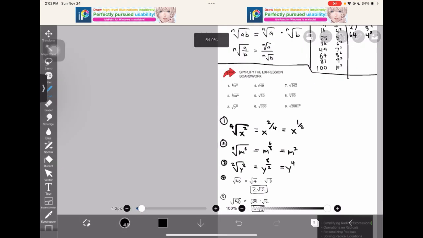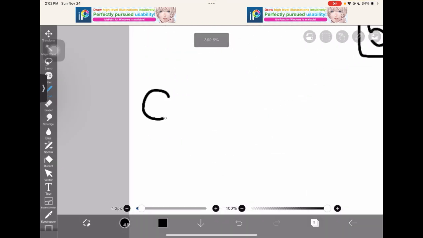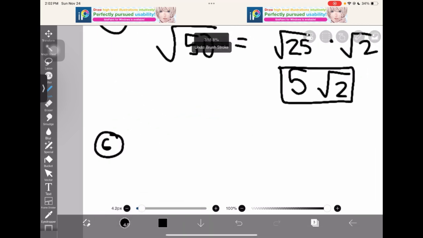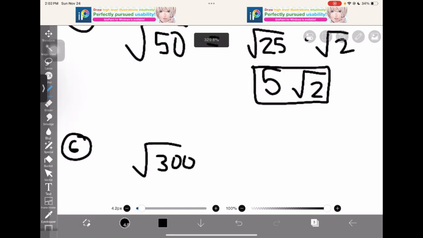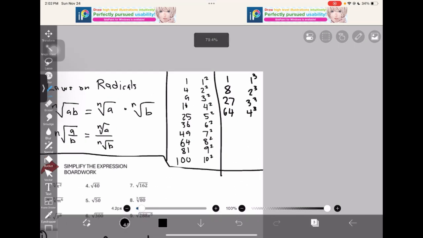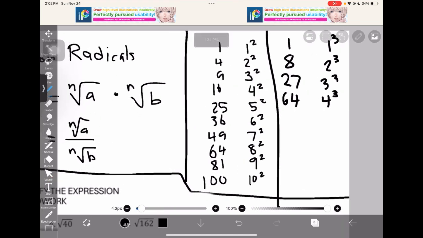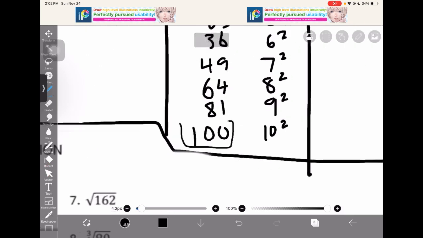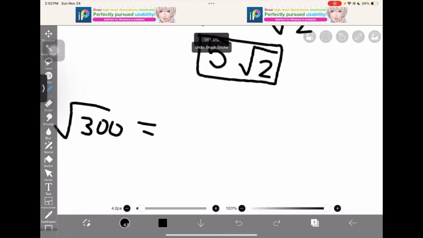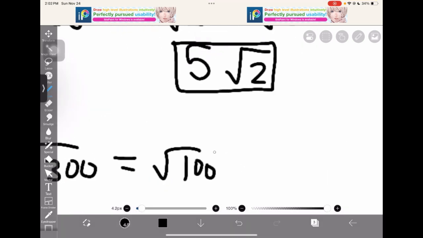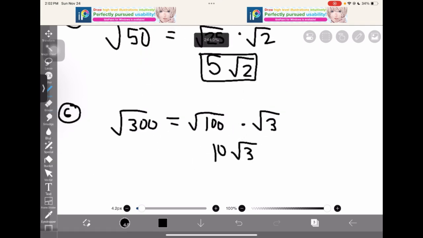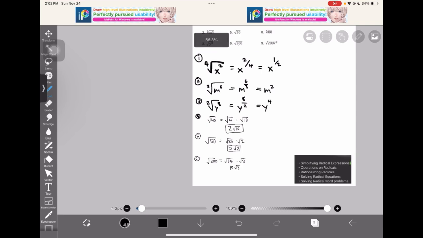Lastly, let's try to simplify square root of 300. The square root of 300 is equal to, do we see any number that can divide 300 exactly? It's obviously going to be 100 over here, which means we do square root of 100 times square root of 3, simplify, then 10 square root of 3. Alright, looking smooth.